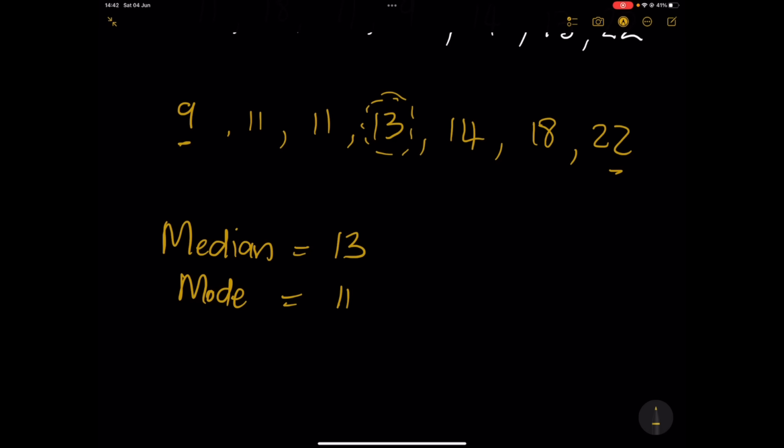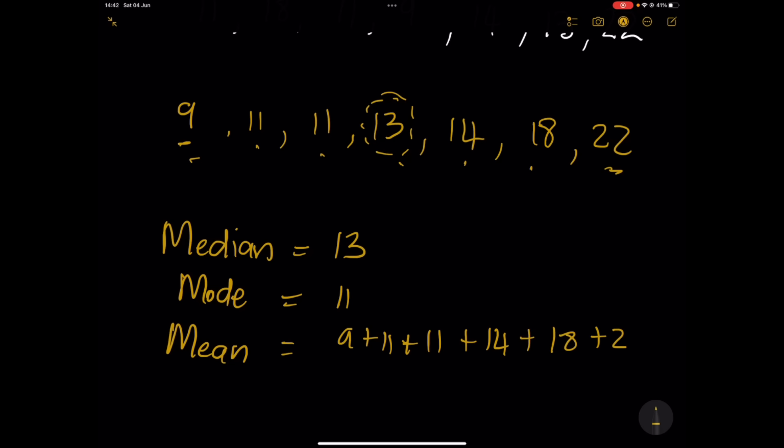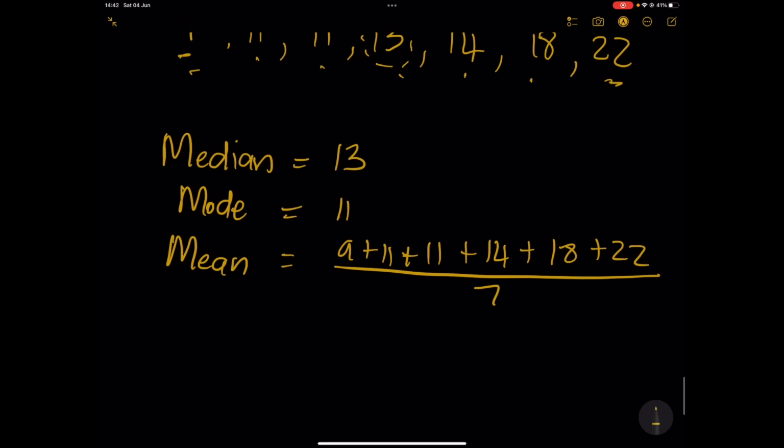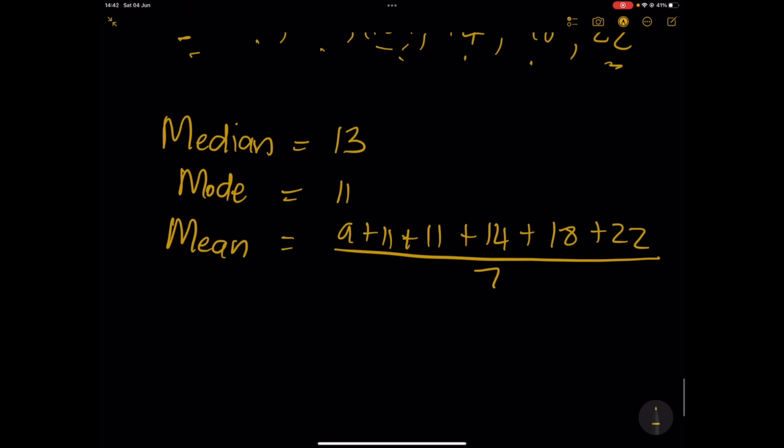And of course, if you wanted to find out what the mean is, what you're going to do is take all of those values, add them up, and divide them by the number of values: 1, 2, 3, 4, 5, 6, 7. So you're going to add 9 plus 11 plus 11 plus 14 plus 18 plus 22, and divide that by the number of data values that you've got, which is going to be 7. And then you'll get the mean. Of course, I'm not going to do that. I just want to rush to the box and whisker plot.